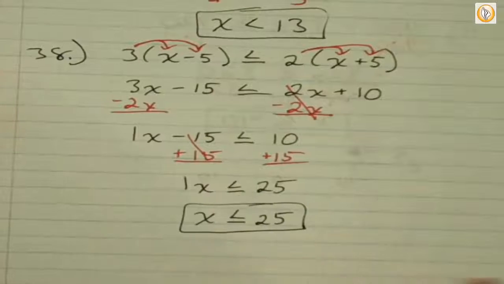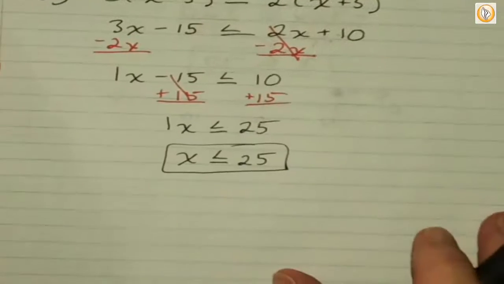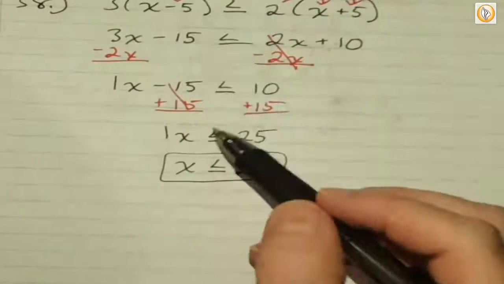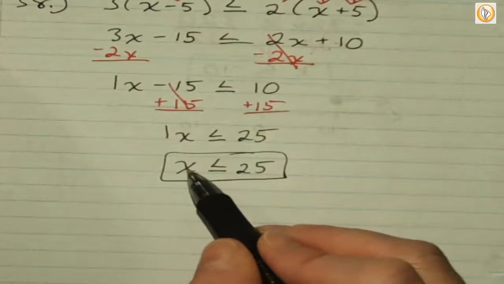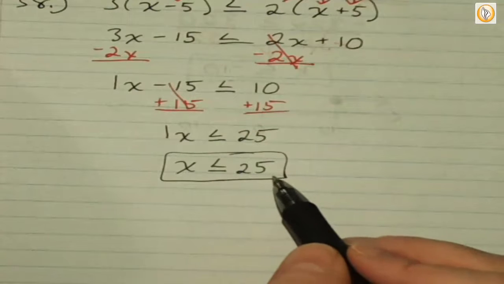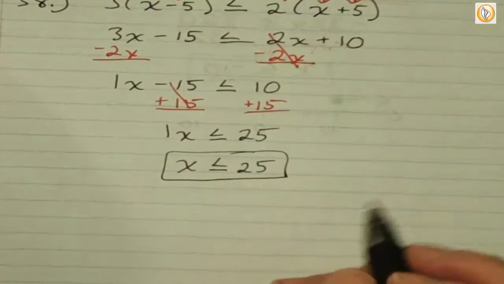If you had put 1x and left it that way, it's fine. Another common mistake is all this work and then kids write the answer as x equals 25. Oh goodness. So be very careful.